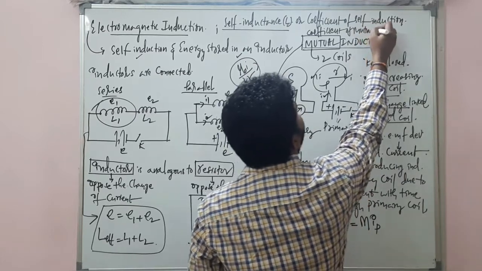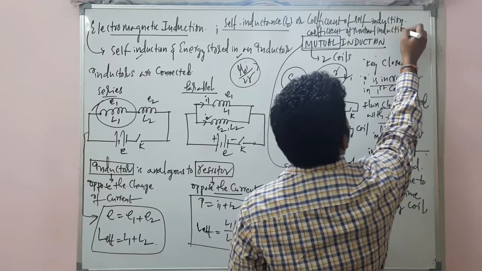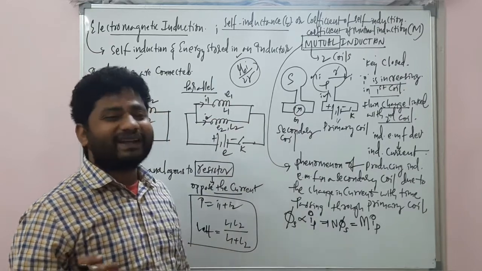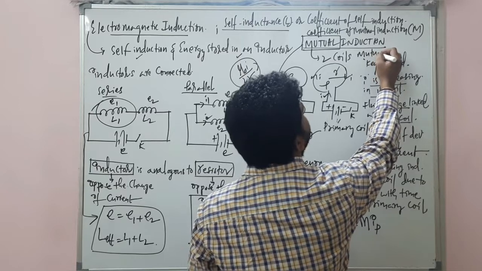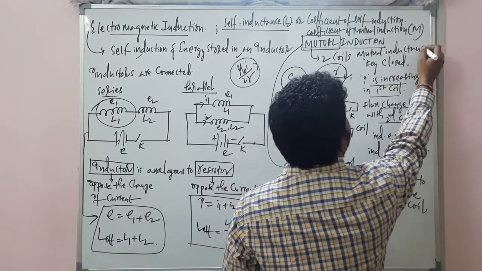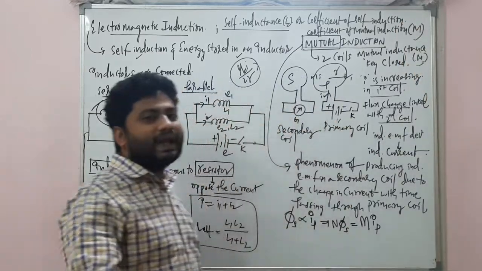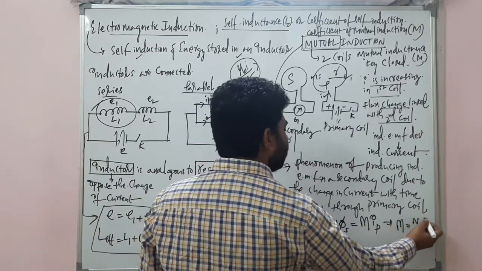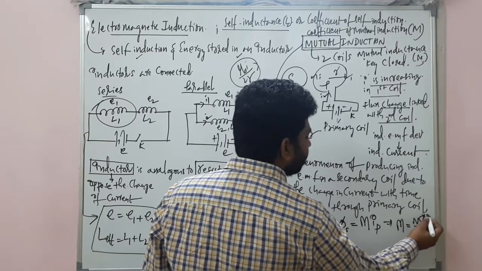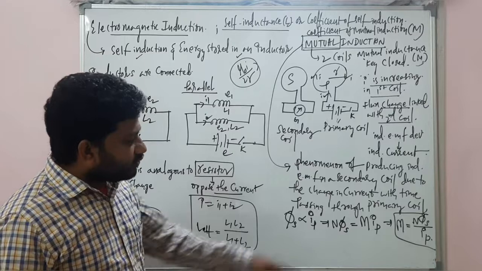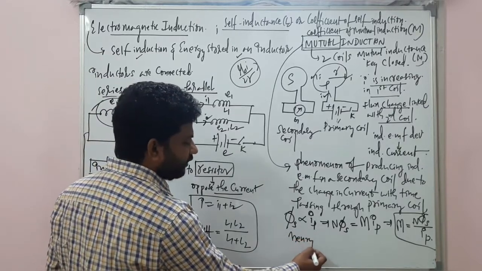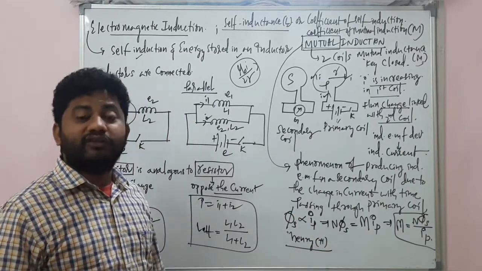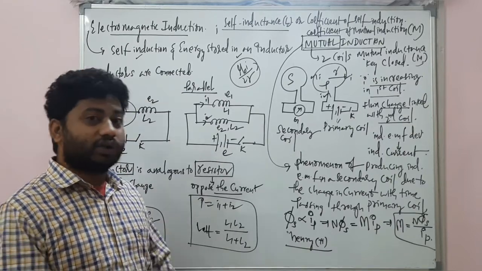The coefficient of self-induction is denoted with the symbol L. The coefficient of mutual induction is denoted with the symbol M, or it's also called mutual inductance. Mutual inductance is also represented with the symbol M. Now, you can write the expression here: M is equal to N into phi_S divided by I_P. So remember this M expression. The SI unit of mutual inductance is also Henry, denoted with the symbol capital H, the same as the unit of self-inductance.